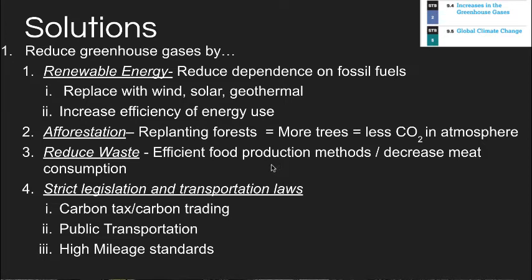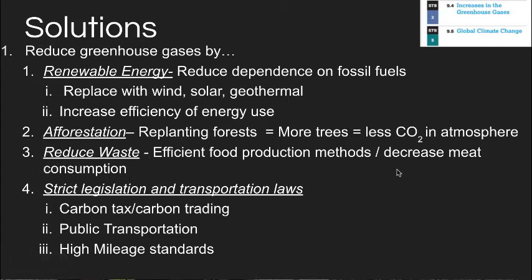What are possible solutions? Well, more renewable energy would reduce dependence on fossil fuels, which would reduce the amount of greenhouse gases created. So wind, solar, geothermal, we'll get into those in more detail later in this course. Efficiency of energy, just making energy more efficient, so we use less of it, even if we're using fossil fuels, just using less. This term afforestation just refers to replanting forests. More trees equals less CO2 because they use that in photosynthesis.